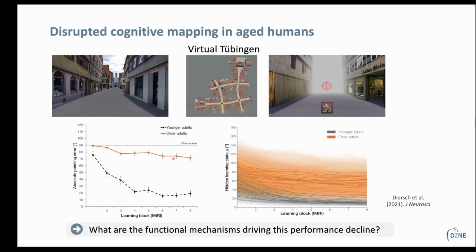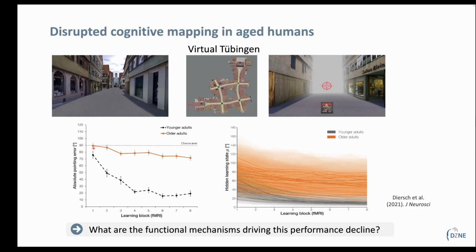And here I'm showing you performance measured as angular error. You see that in the beginning, both younger adults, shown in black with this dashed line, and older adults, shown in this orange line, perform pretty much at chance, which would be 90 degrees. But then over multiple sessions, the younger adults quickly get better and reach relatively low angular error, meaning a very accurate understanding.